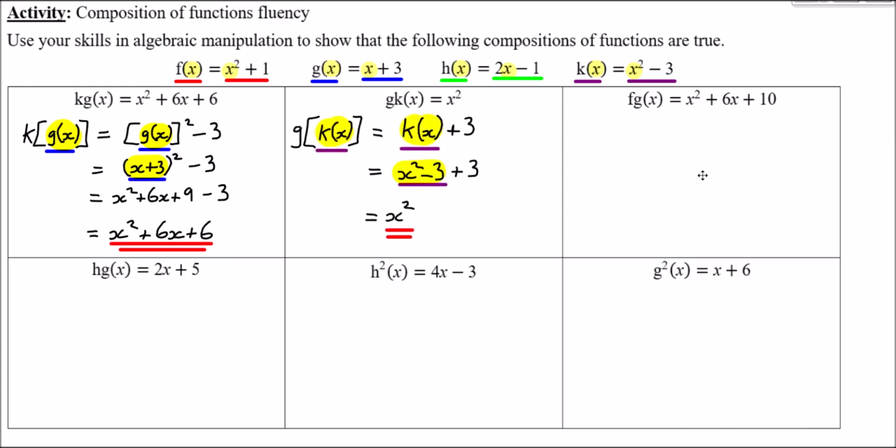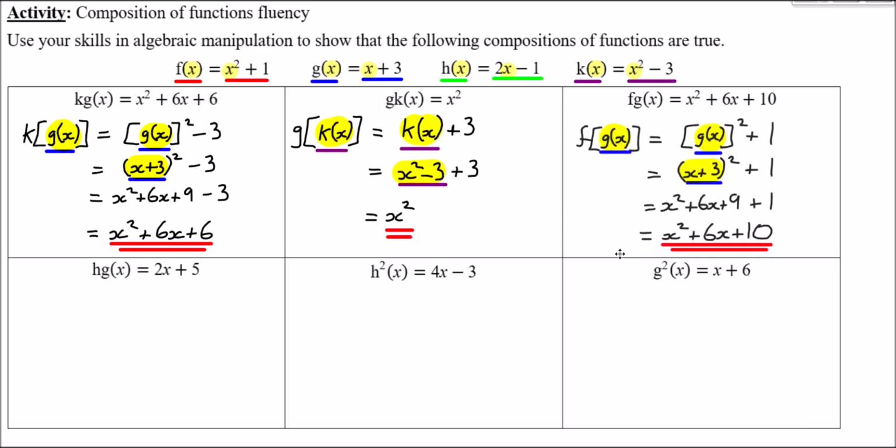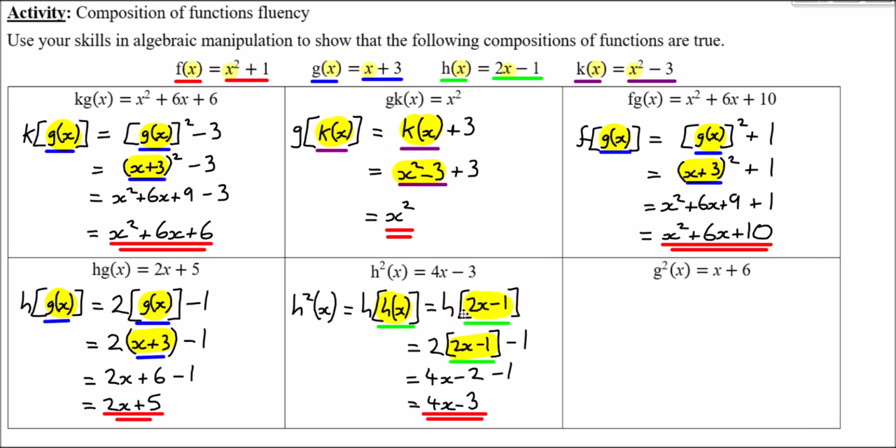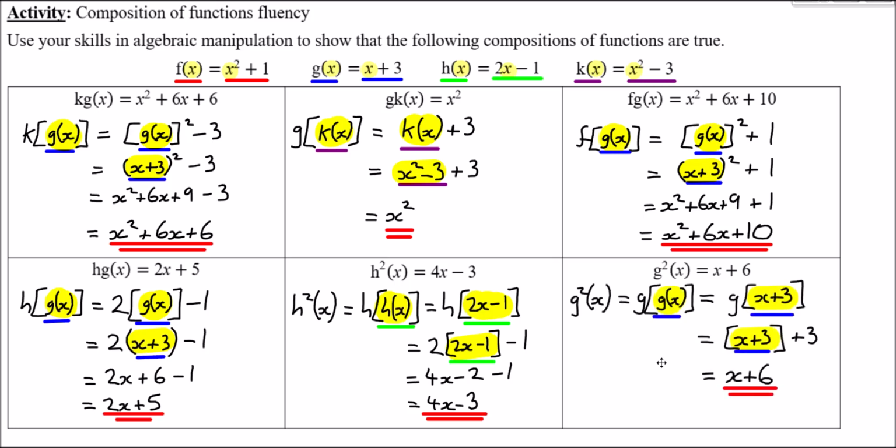F of g of x, like so. H of g of x, 2x plus 5. H squared of x, which means h of h of x, not literally 2x minus 1 all squared. So this would be h of 2x minus 1. So 2 lots of 2x minus 1, 4x minus 2 minus 1, which gives 4x minus 3. And finally, g squared of x, which means g of g of x, would go something as follows.